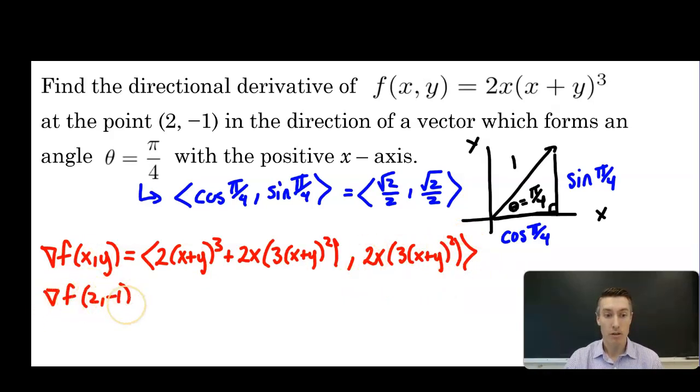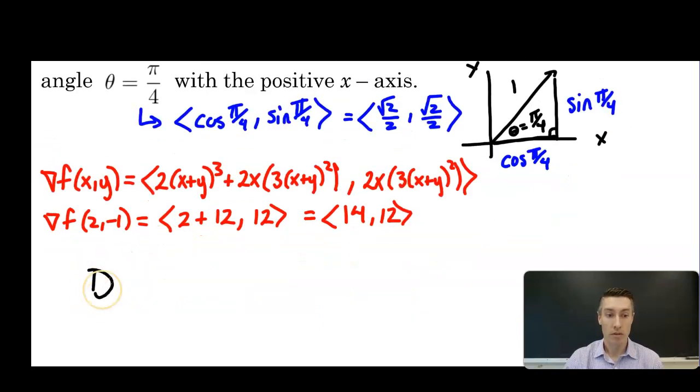Evaluating it at the point 2, negative 1. So 2 minus 1 is 1, which is convenient. So 1 cubed is 1. So we get 2 plus 2 times 2 is 4, times 3 is 12, times 1 squared is 12. And then 2 times 2 is 4, times 3 is 12, times 1 squared is also 12. So our gradient vector is 14, 12.